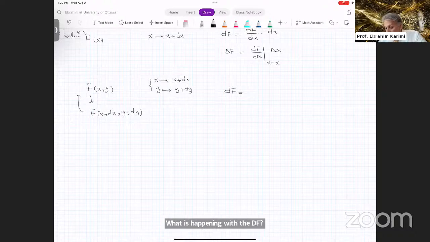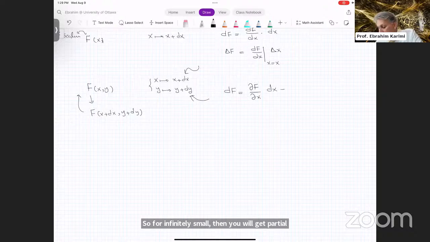So df now has 2 contributions, one due to the change of x and the other one due to the change of y. So for infinitely small changes, you will get the partial derivative of f with respect to x, dx, plus the partial derivative of f with respect to y, dy. Okay?